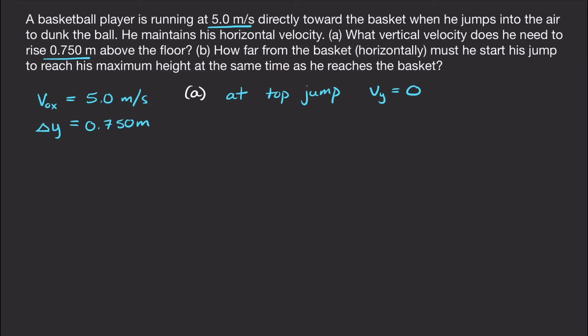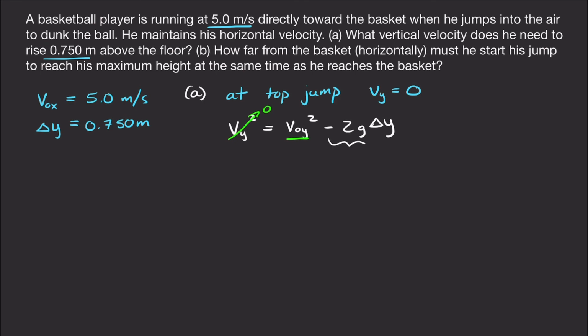Okay, so if we look at our equations, first of all, we have no time. We don't know anything about the time, and 2 of our kinematic equations have time in them. So we should start by looking at the one that doesn't have time. And when we do that, we can plug in Vy equals 0. We're looking for V naught y, and we know delta y. And we know the value of g, so this is the kinematic equation we want to use.